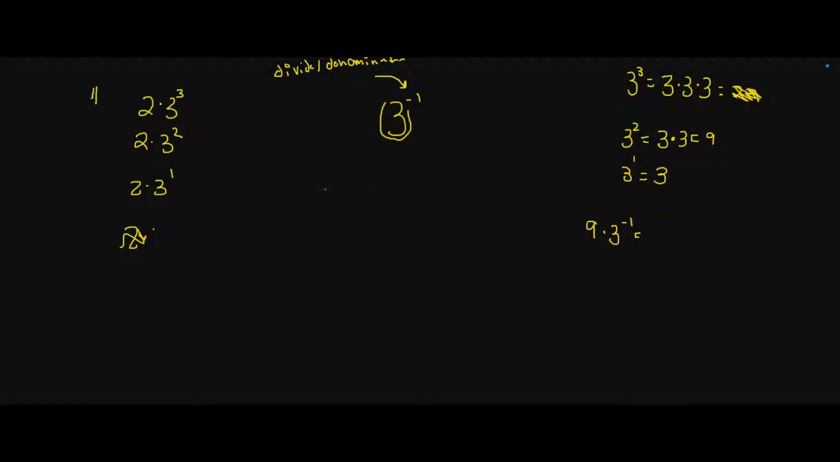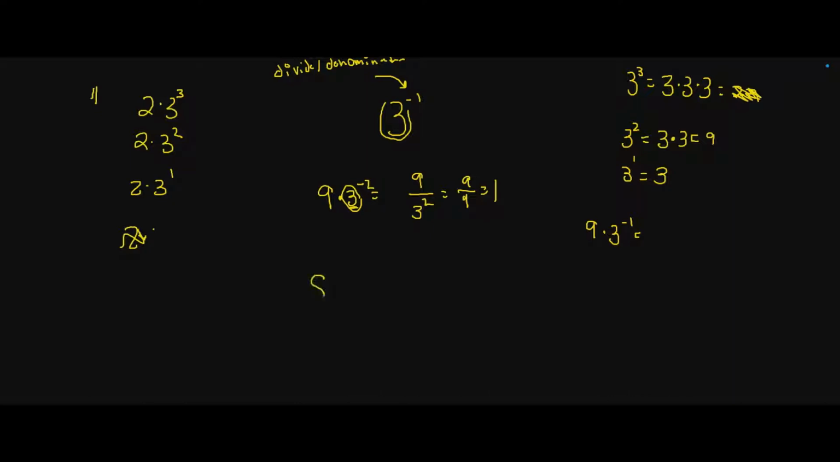So let me give you an example. Let's say 9 times 3 to the negative 2. Well, we have 9. Well, what does the negative exponent mean? That means you're going to divide by the 3. You're going to put the 3 on the denominator raised to the 2nd power, so divided by 3 squared. And now there'll be 9 divided by 9, which is 1.